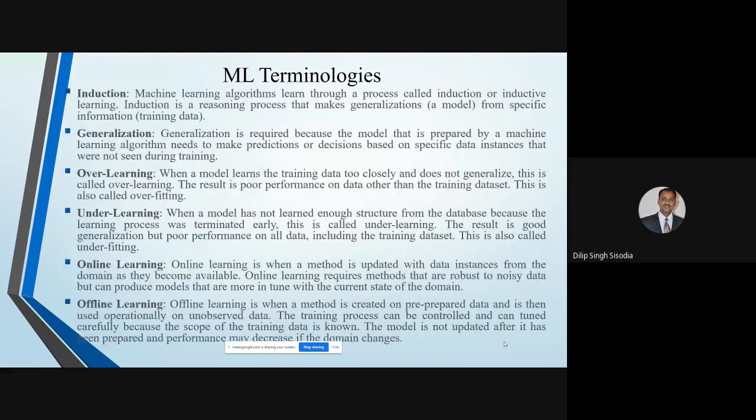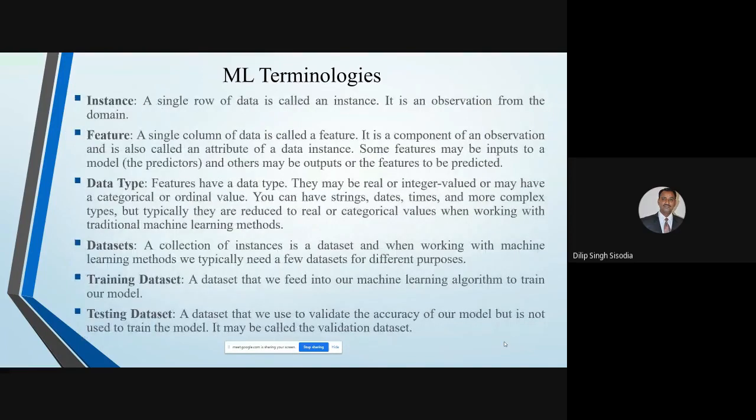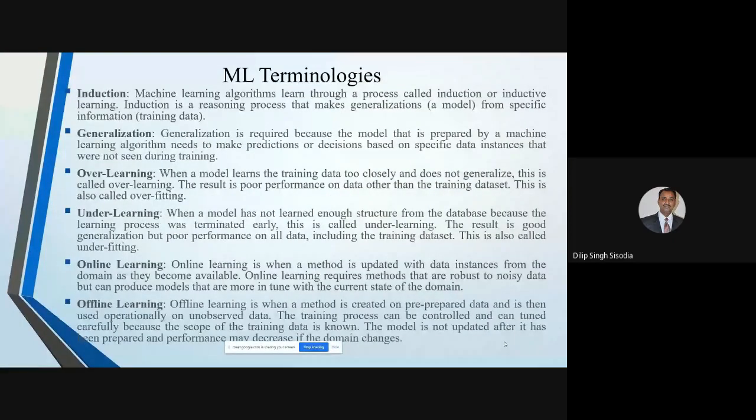Some more terminology. What we have seen: algorithm, model, instance, tuple, feature, attribute, data types, data sets, training set, validation set, testing set. Induction: induction is basically a process by which our model will learn. Induction is a reasoning process that makes generalization from specific information. So the model will learn through a process which is known as induction or inductive process.